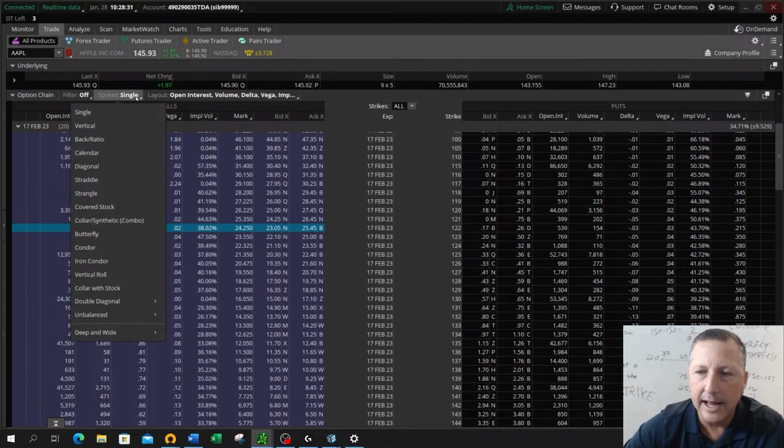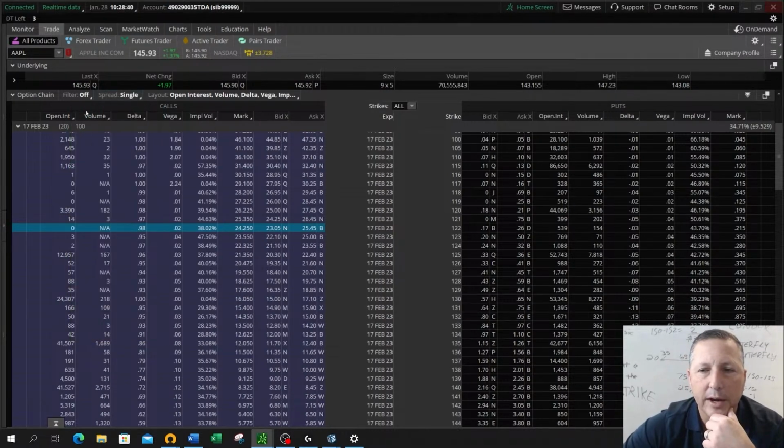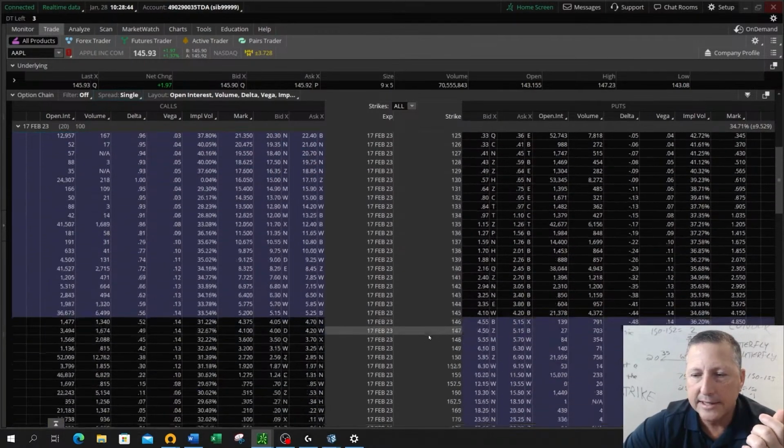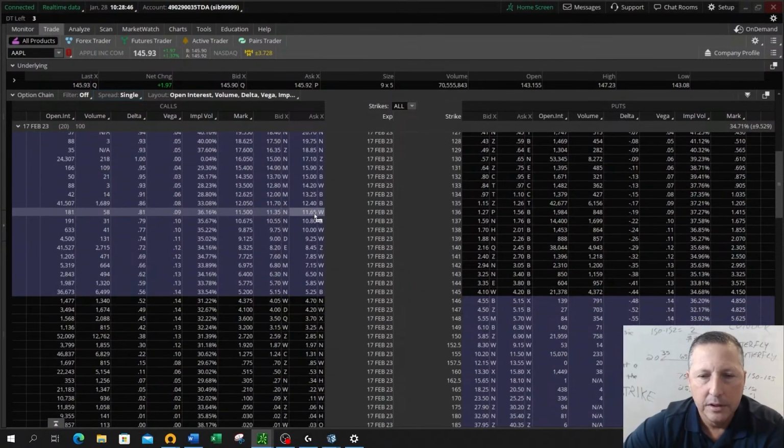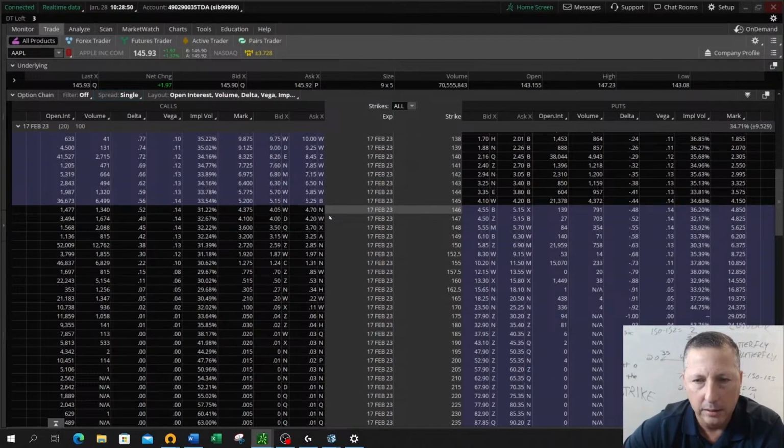If I click on that, you'll see we get a drop down with all sorts of different types of spreads where things would automatically populate. But if you're just trading a single option, keep that on single. So let's say Apple here again. I want to buy a 150 strike call. Okay. Scroll down to 150.